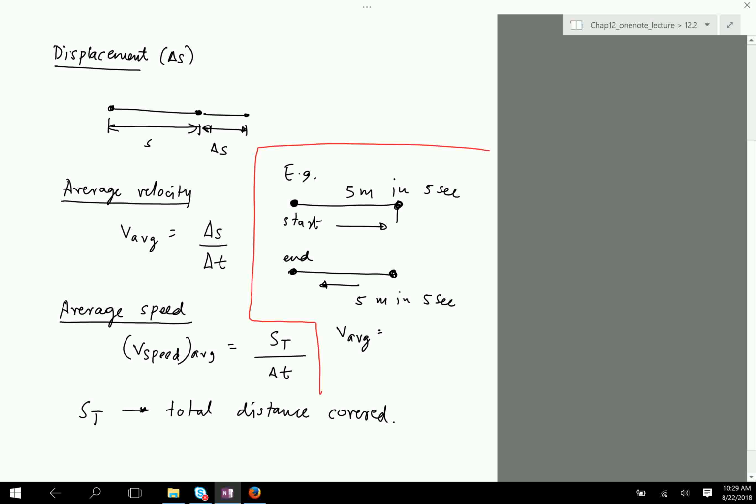If you go 5 meters in 5 seconds and 5 meters back, the average velocity is 0 because your displacement is 0. You did not move any further, right? You ended in the same place where you started. However, the average speed is not 0.